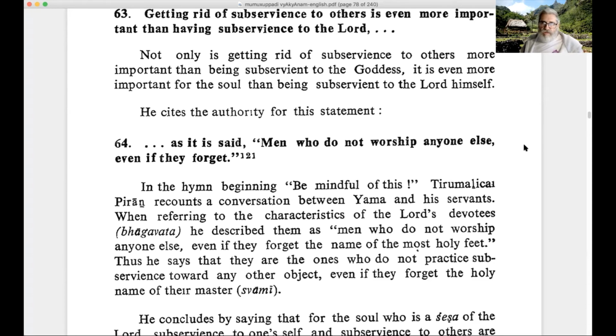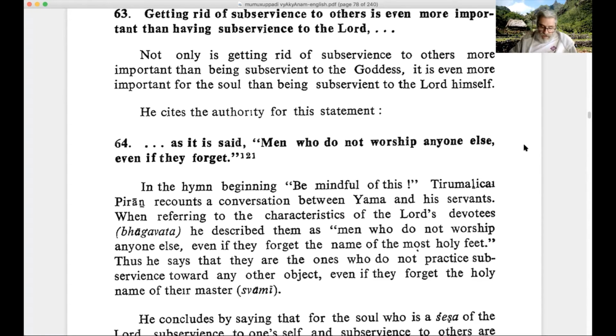Right? So, Yamaraj, the idea is in this Nanmugan Tiruvandadi. So we have Mudal Tiruvandadi, Irandam Tiruvandadi, and Nanmugan. Nanmugan, I believe, is by Tirumalisai Alwar, right? By Tirumalisai Alwar. And he's saying here that Yamaraj is saying that men who do not worship anyone else, who are exclusively worshiping the Supreme Lord, even if they forget the name of the most holy feet, even if they're forgetting exactly who they're worshiping, you must declare as saints and then depart from them. So Yamaraj is saying this to the Yamadutas.